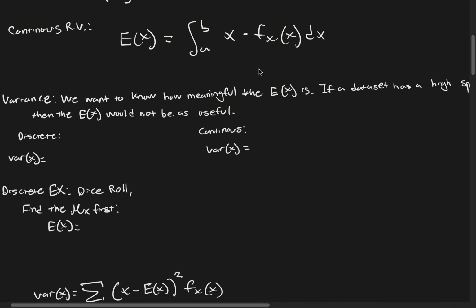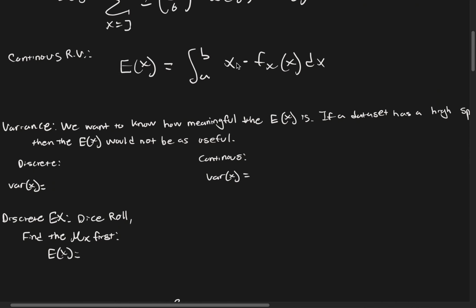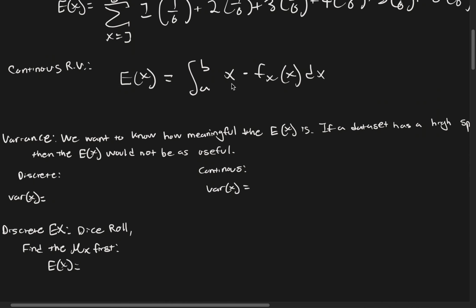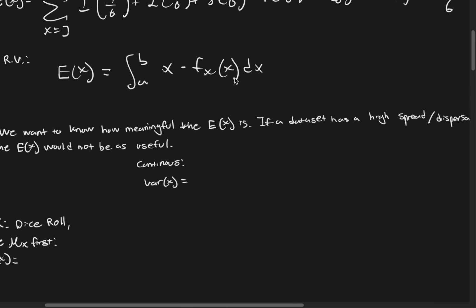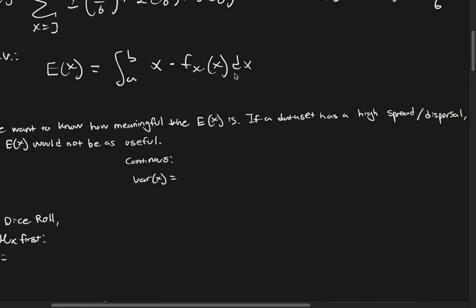I'm not going to give an example for continuous random variables just because they get a little more complicated as we go along. But the important part to know is that x represents the value of the random variable, and then f of x represents the actual probability that the x can take.